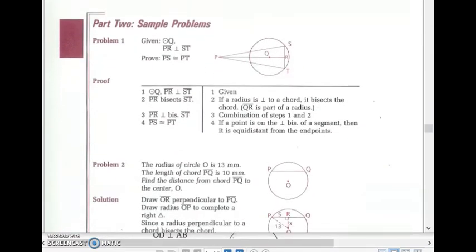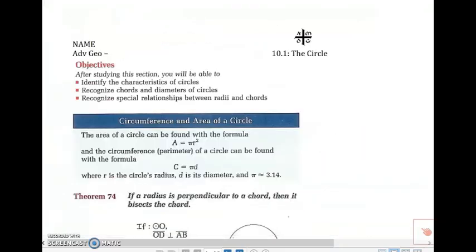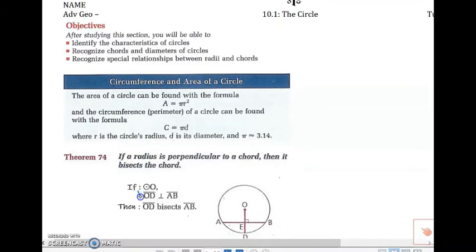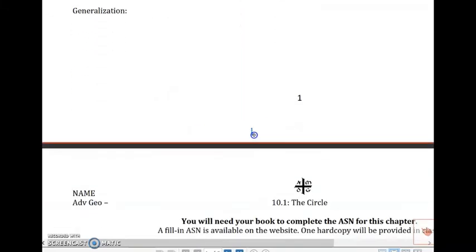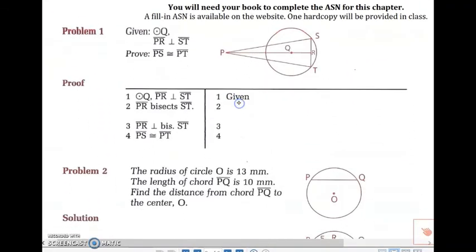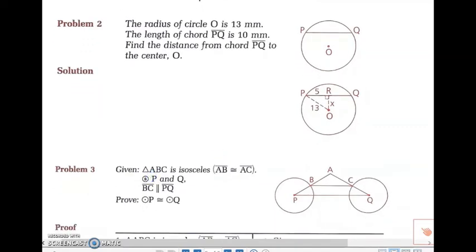We are going to skip some proofs, so let's hop over to what you would have received in class. Okay, remember again, we have the 3 objectives. Skipping the proof. If the radius of the circle is 13 millimeters.